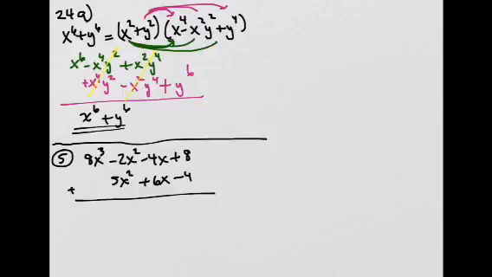For number 5, we're adding the two polynomials, and so I just wrote them in vertical form. So combine like terms, you get 8x cubed plus 3x squared plus 2x plus 4 as your final answer.